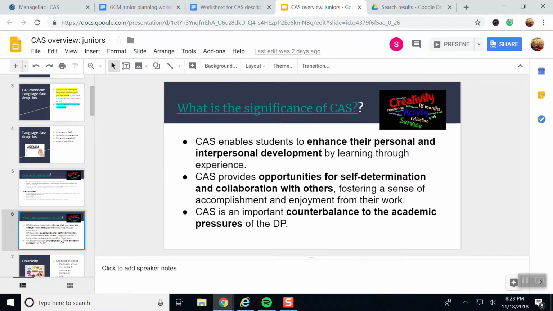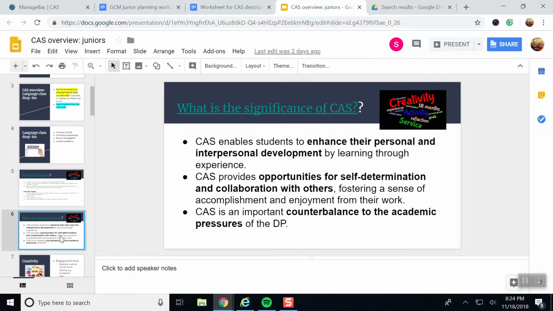Ideally, CAS is meant to enhance your interpersonal development. You're always going to be working with people, whether that's strictly one-on-one collaboration or within a group. The idea is that you're actually offering some opportunities for becoming a little bit more self-determined, setting goals, which is why I emphasize that so much in the first couple months of the junior year.